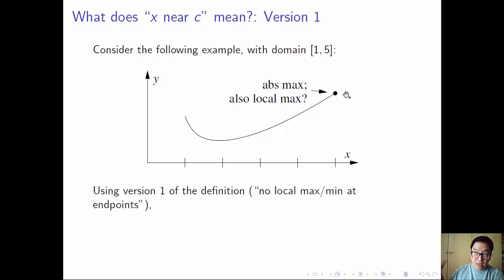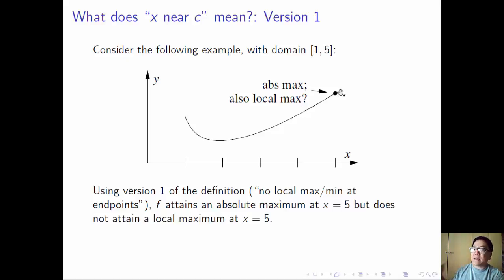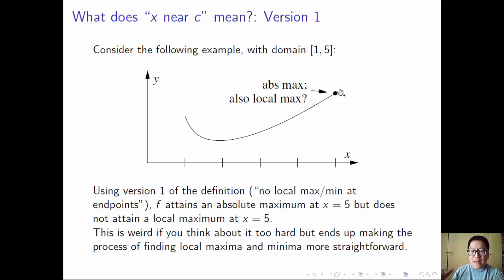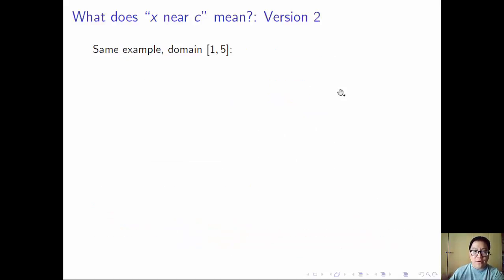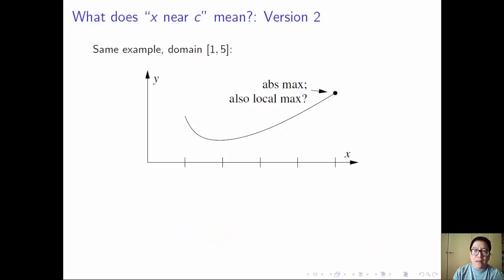Well, in version 1 of the definition, which again is the more common one in calculus classes, where you have no local maxima or minima at endpoints, then f attains an absolute maximum at this point, x equals 5, but does not attain a local maximum at x equals 5. So that's a little bit weird if you think about it too hard. It's sort of like saying that you're the tallest person in America, but you're not the tallest person in San Jose. You're sort of globally tallest, but not locally tallest. So if you think about that too hard, it's a little weird. But nevertheless, it's the one most often used in calculus classes because it makes the process of finding local maxima and minima more straightforward.